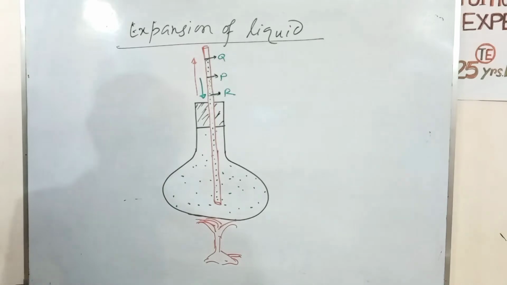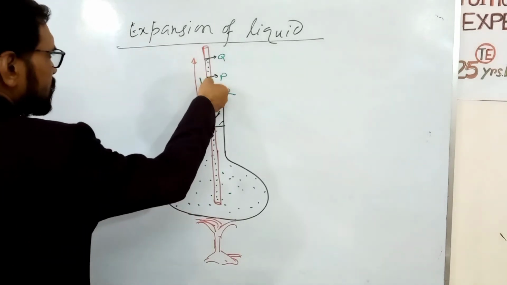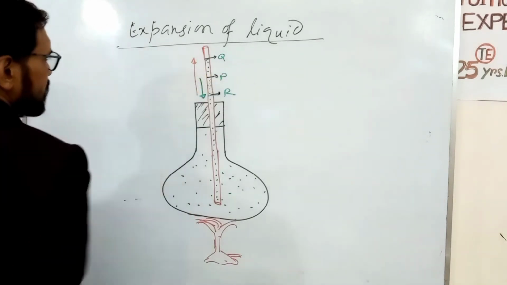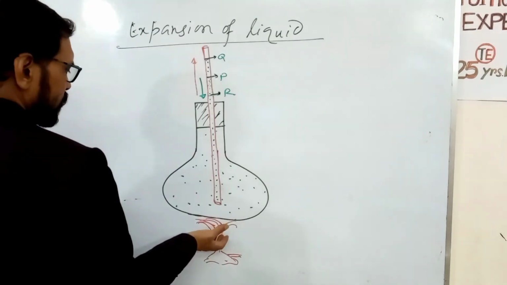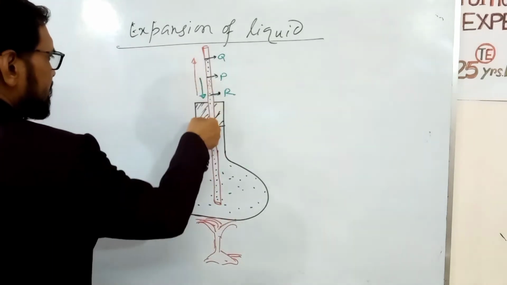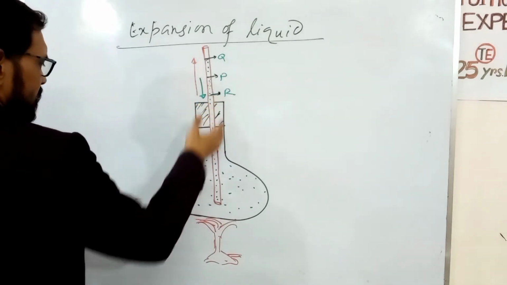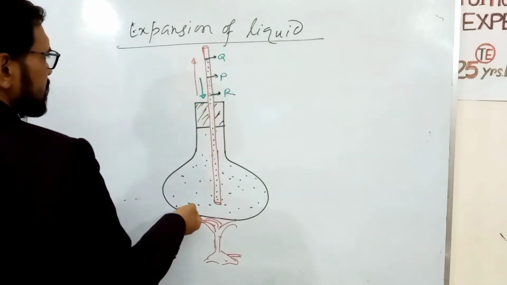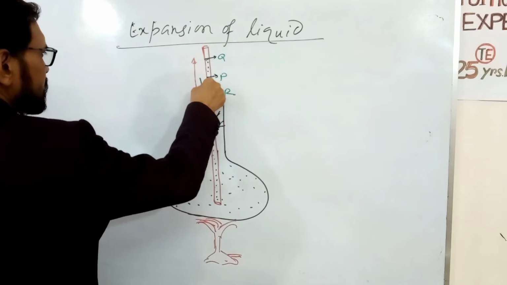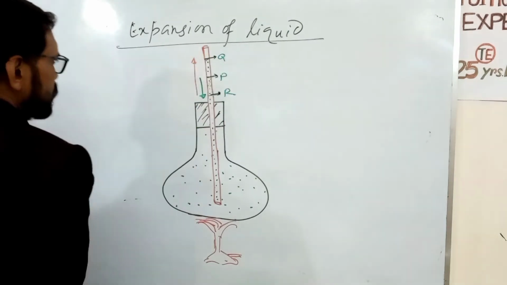First the liquid level is at P. When it is heated, at the initial stage the liquid level falls to the point R, and if the heating process continues, then the liquid level rises and it reaches up to point Q.